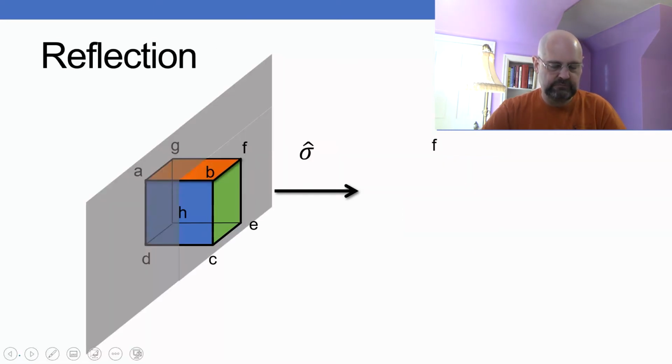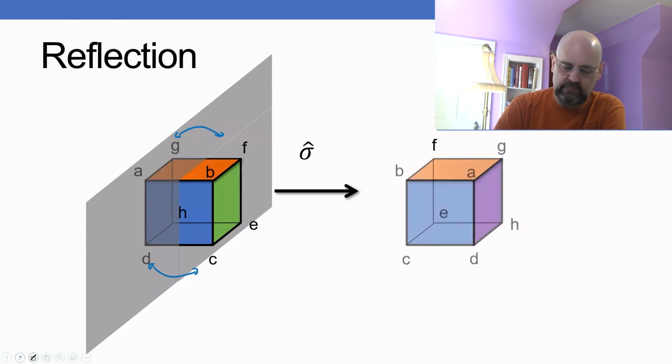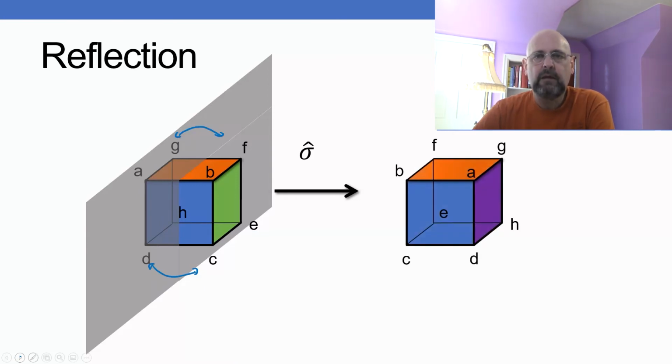Reflection. If I have a reflection plane bisecting the object, what happens is that everything switches back and forth across the plane. And we end up with this.